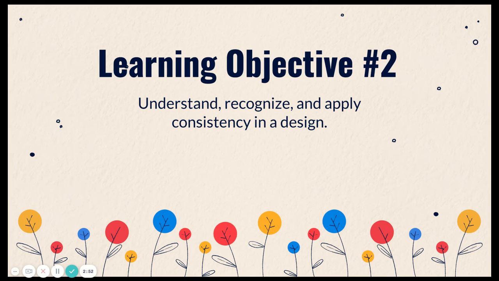Learning objective number 2 is that students will understand, recognize, and apply consistency in a design. A lack of consistency in elements such as imagery and font selection can create visual clutter and confusion. When consistency is not considered in a design, the busyness can negate the intended message overall.